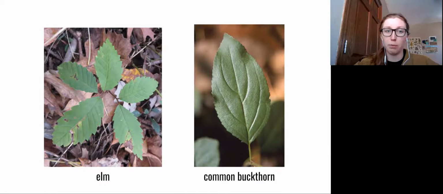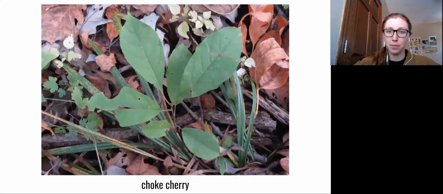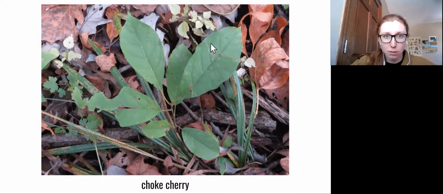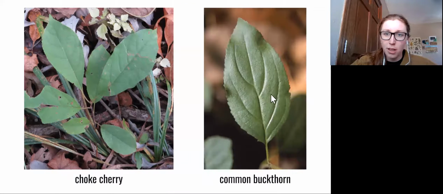So we'll look at a couple more examples. Now we're looking at a chokecherry sapling. The veins on the leaf certainly aren't as straight as the elms, but they don't have that deep arc like the buckthorn does. Here they are side by side for a comparison.